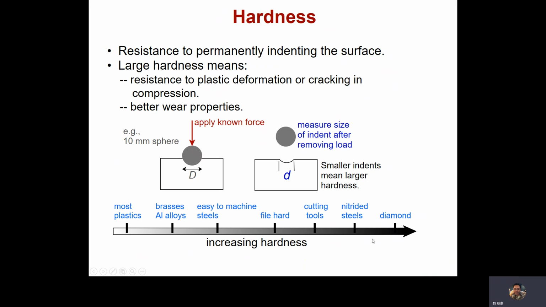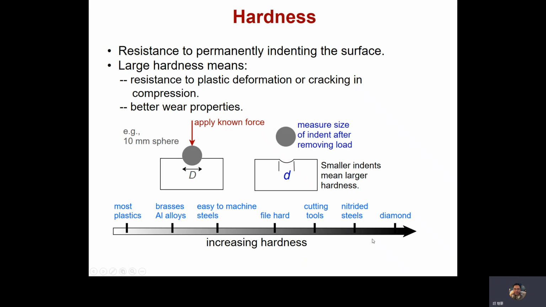To be a mechanical engineer, you need to have a concept in your mind. You don't have to remember the precise number of hardness. However, you need to have this basic concept in your mind, so you can tell which type of material is harder than a different type of material. For example, the cutting tool.